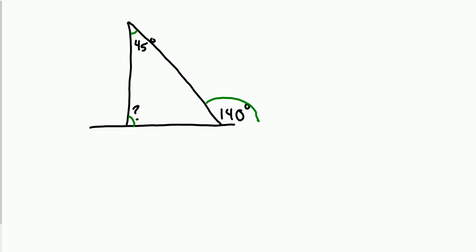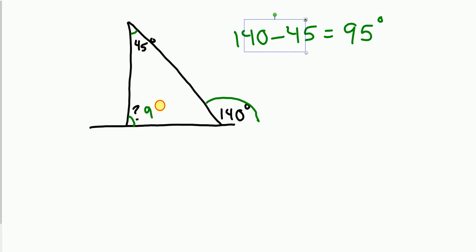So real quick, all you have to do is 140 degrees minus 45, right? That gives us 95. So this angle is 95 degrees. 95 plus 45 gives us 140 degrees. Alright, and that's it for triangles.